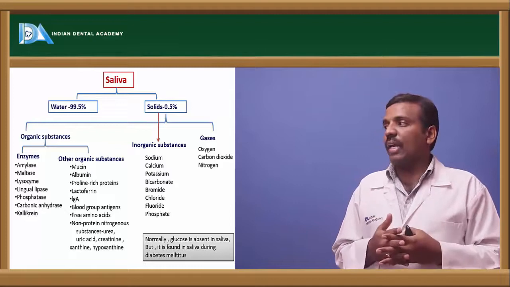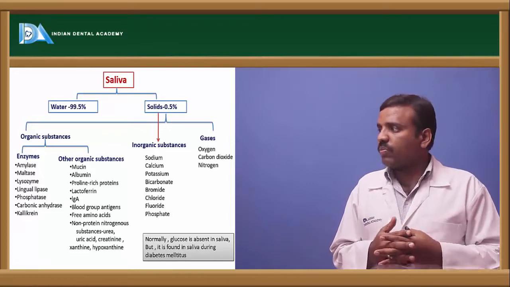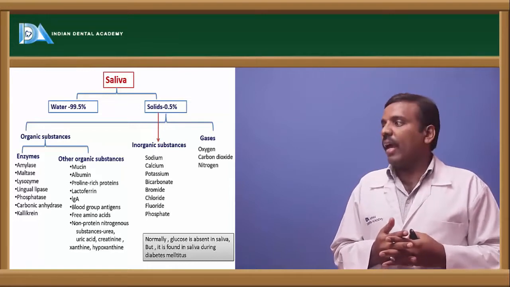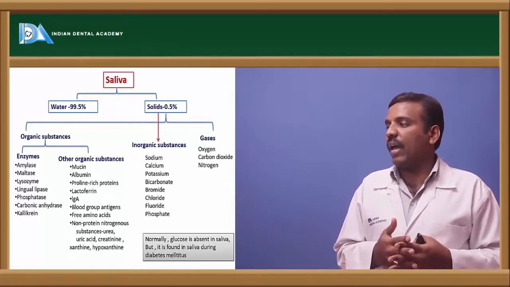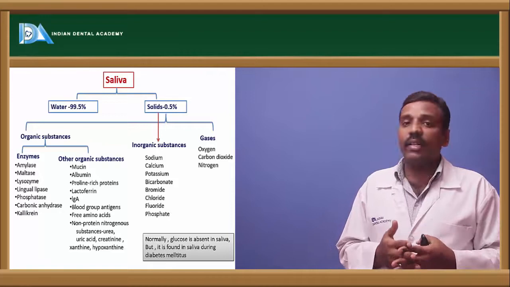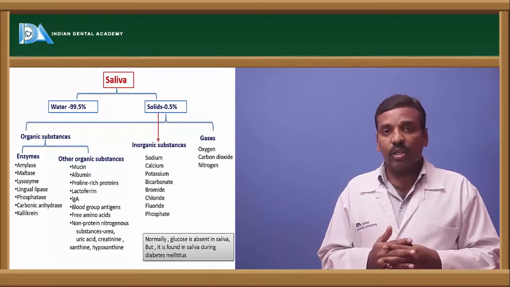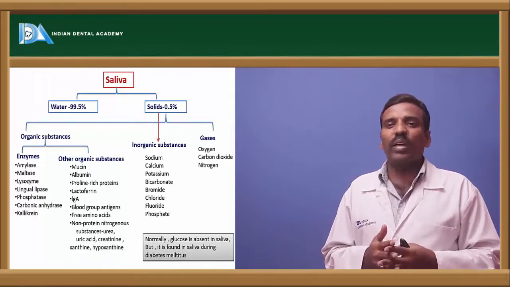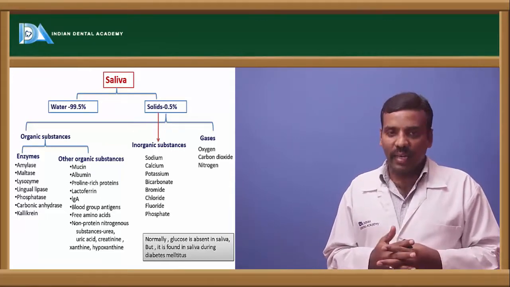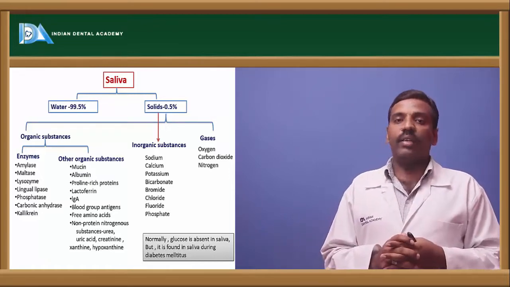Okay, and next one is other organic substances like mucin, albumin, proline-rich proteins, and next lactoferrin, immunoglobulin A, and next blood group antigens, free amino acids, non-protein nitrogenous substances, and next urea, uric acid, creatinine, xanthine and hypoxanthine, or the other organic components are present. And the inorganic components like sodium, potassium, calcium, phosphorus, chlorides, and minerals, anions and cations are present in this. And next one is gases like oxygen, carbon dioxide, nitrogen.